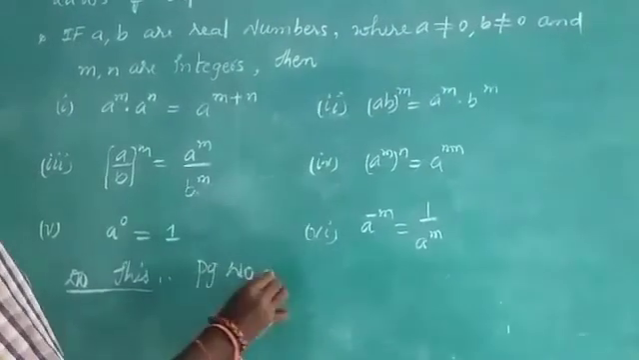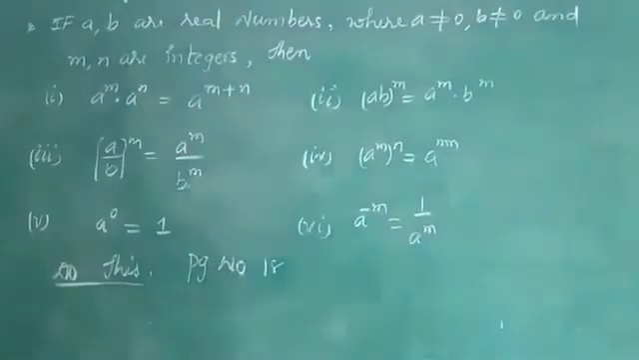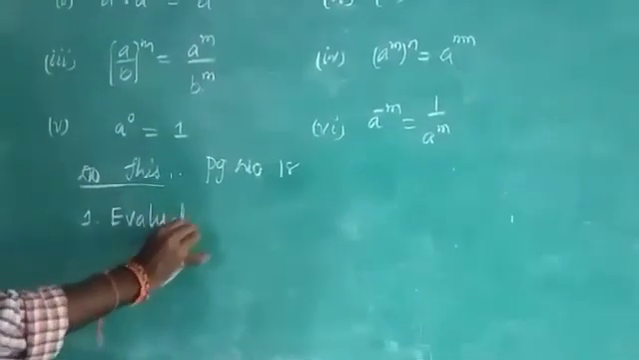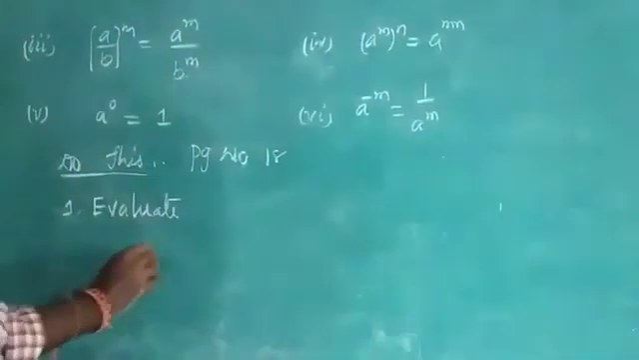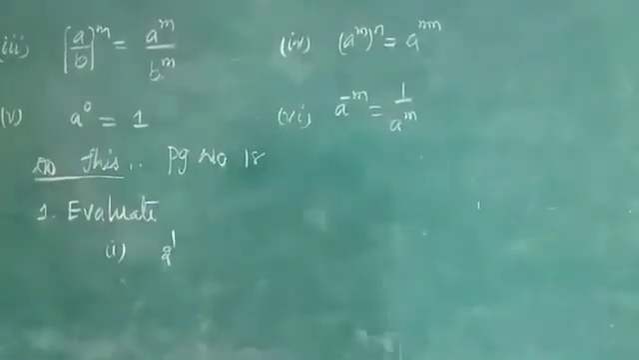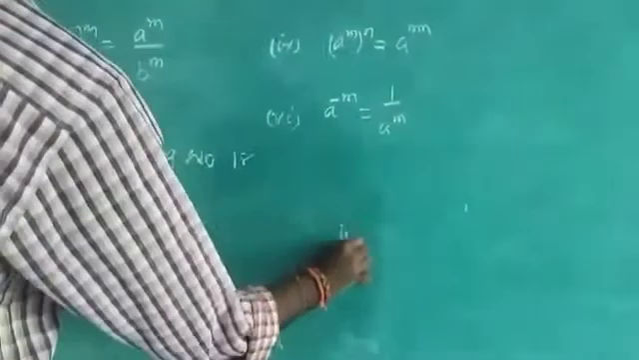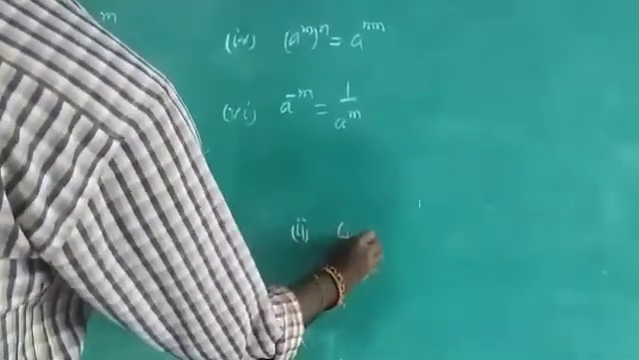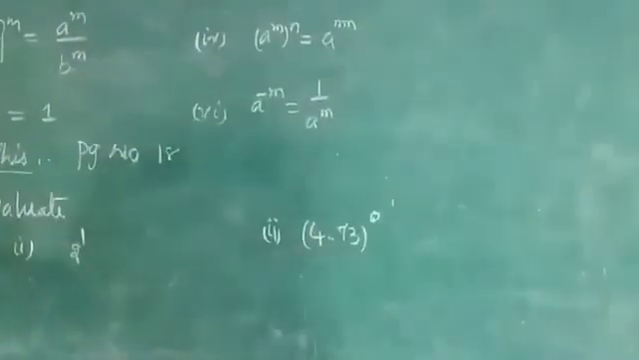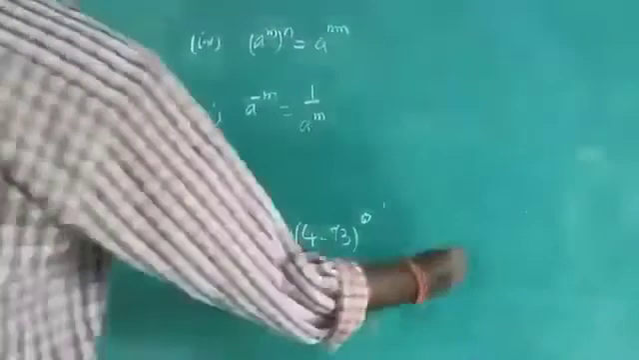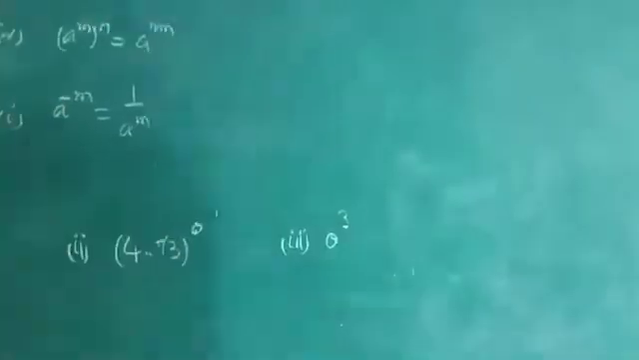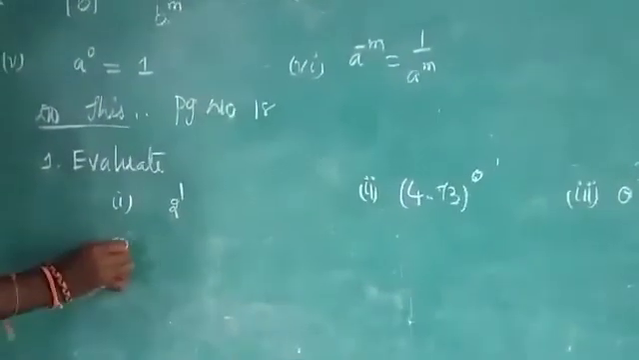Page number 8. What is the first one? Evaluate. First one is 2 to the power of 1. And the second one is (4.73) whole to the power of 0. Then the third one, 0 to the power of 3. You all know these answers. They are very simple answers.